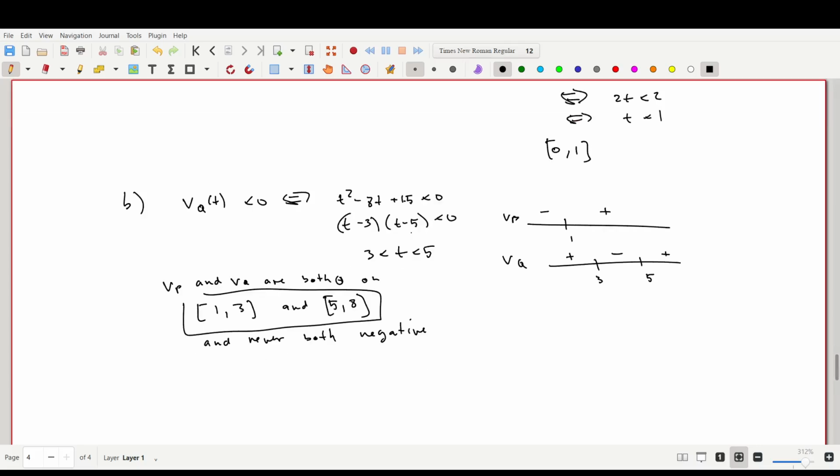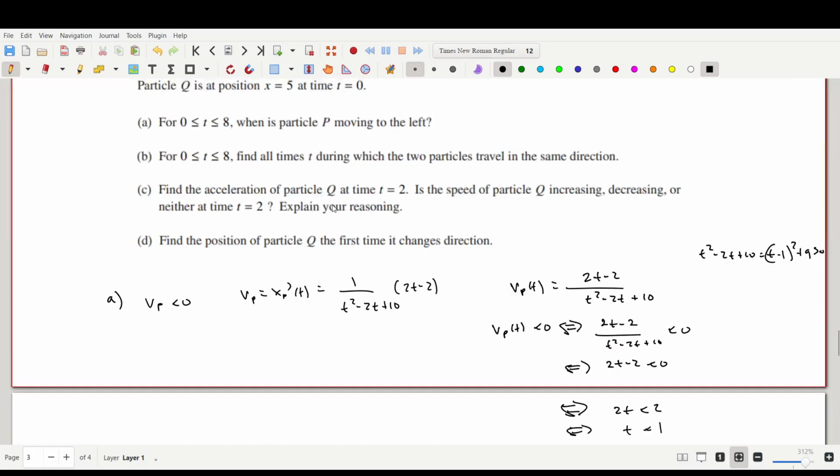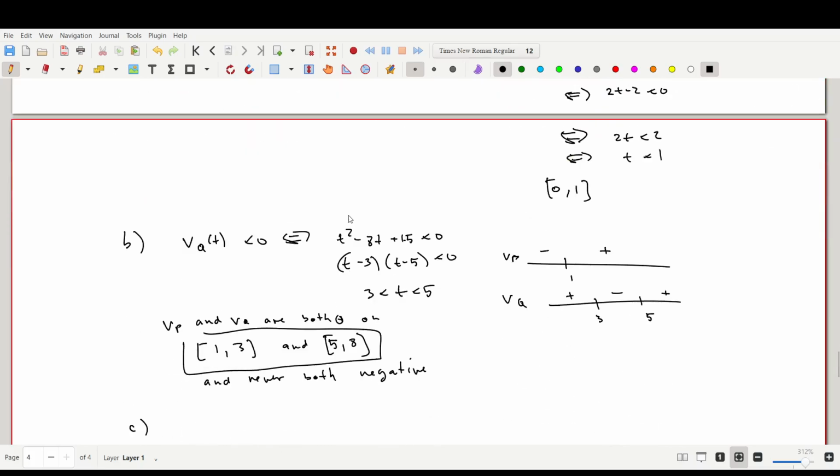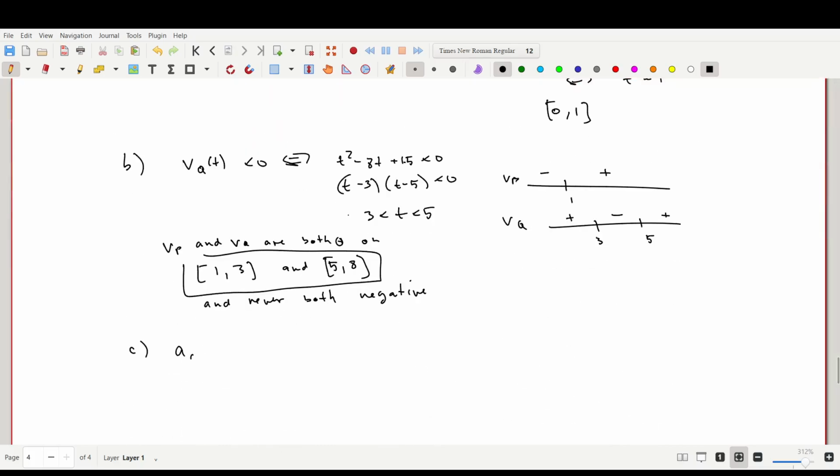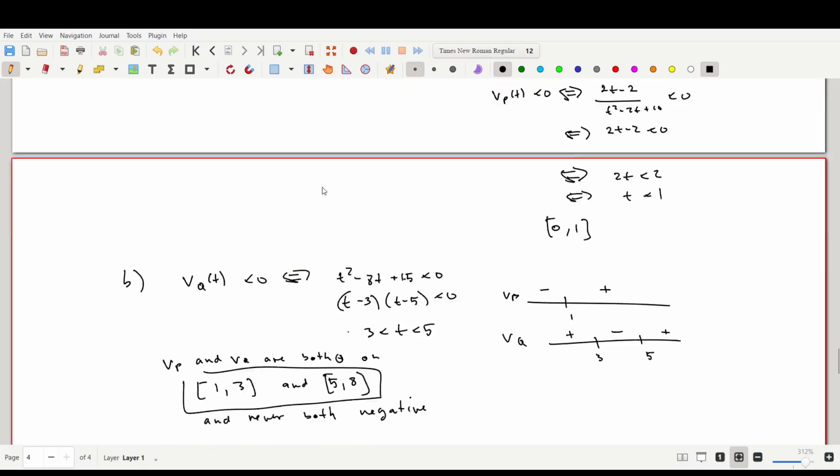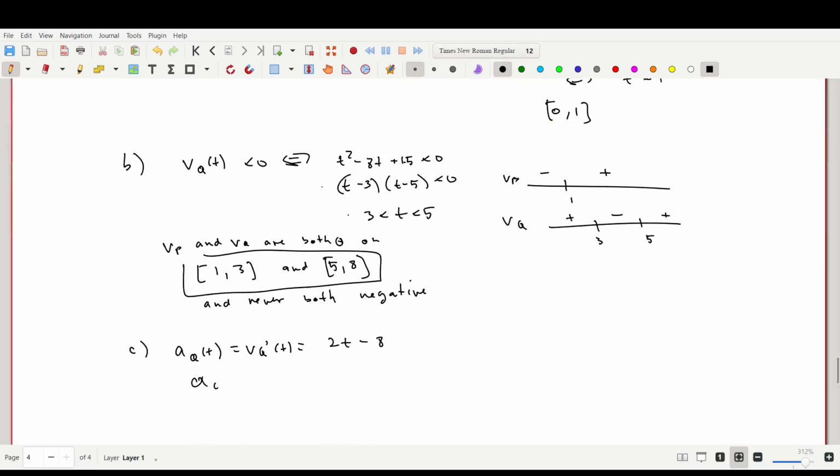All right, part C. Find the acceleration of Q at 2. All right, so we know aQ of t is vQ prime of t. And that's going to be just 2t minus 8. And it wants to know at 2, so aQ of 2 is negative 4.